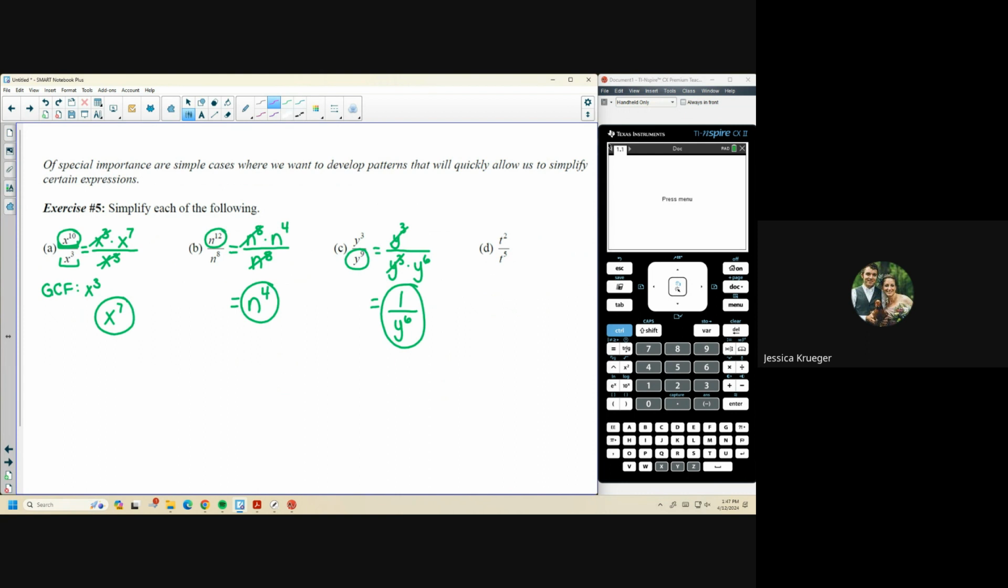So in letter D, same thing. Where am I going to have t's left over? Well, there's more in the bottom. So the numerator is going to divide out to 1. How many extra t's will I have left in the bottom when the 2 from the top cancel with 2 from the bottom? There'll just be 3.